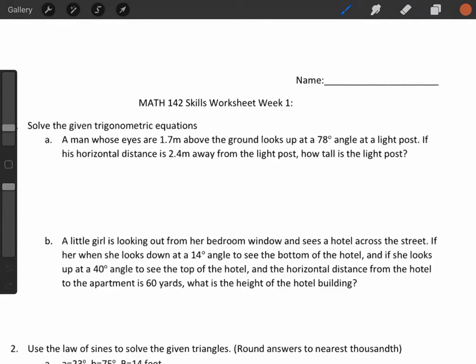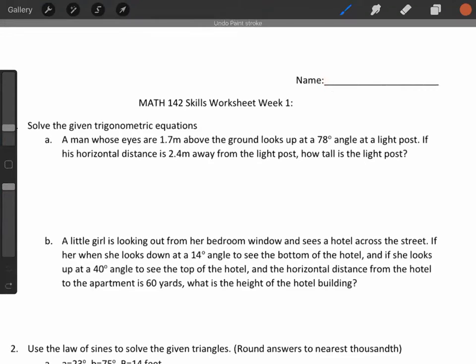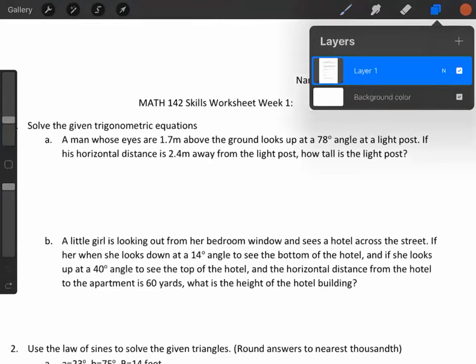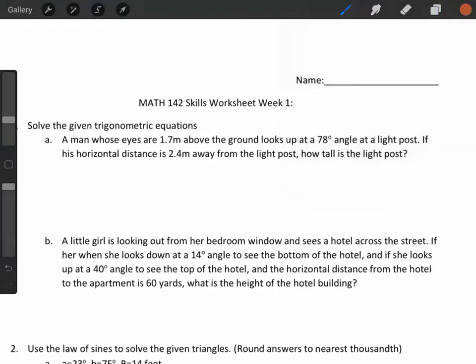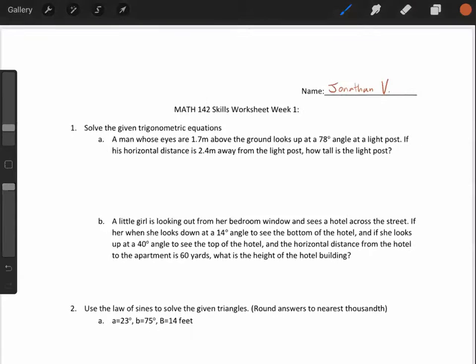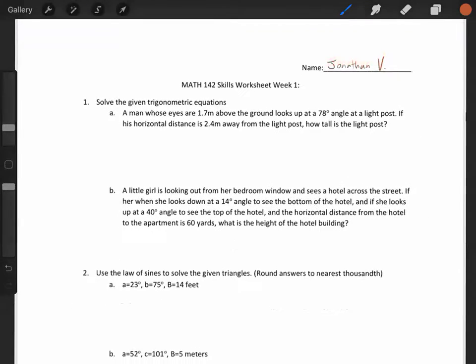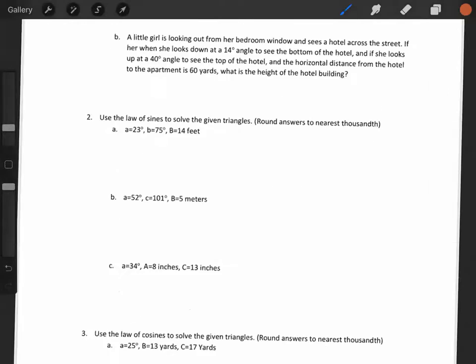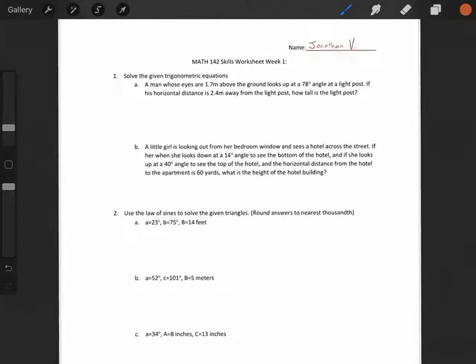So name, obviously, that's very important. We're just going to go through 3 basic topics, which are solve trigonometric equations, use the law of sines, and using the law of cosines.